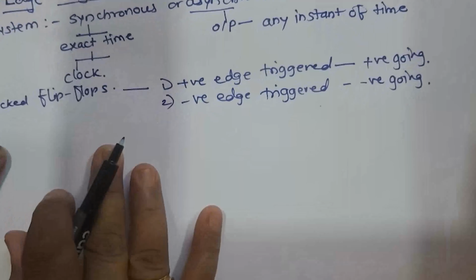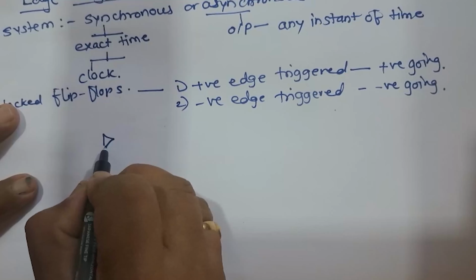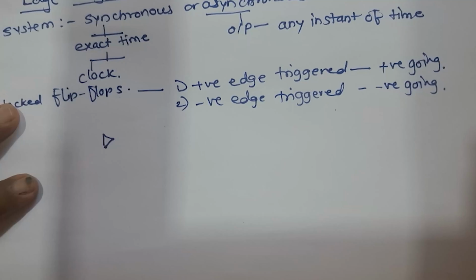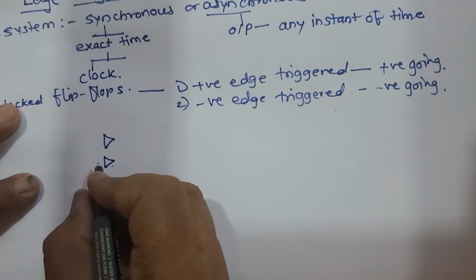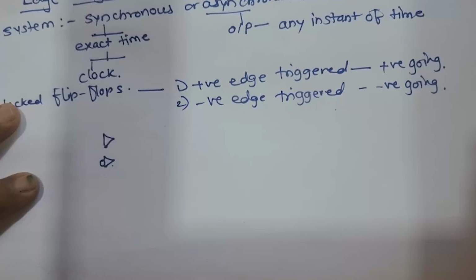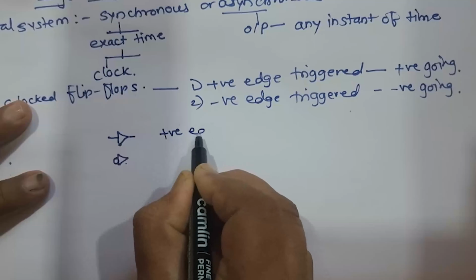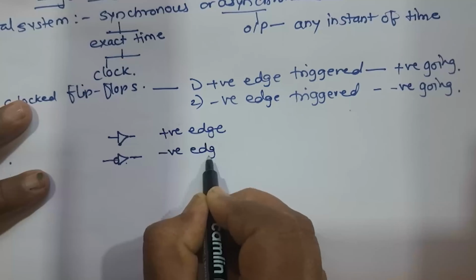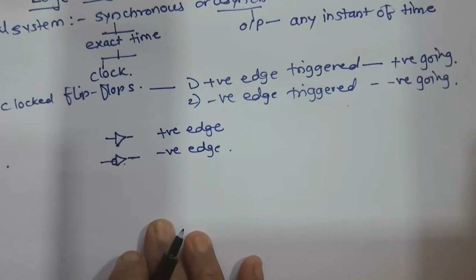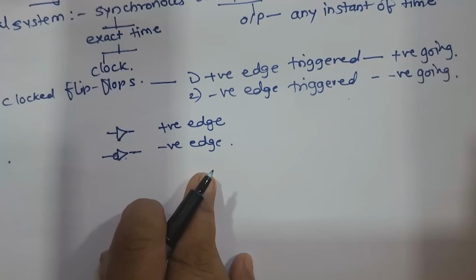Normally, positive edge triggering is indicated by a triangle at the clock input, while negative edge triggering is indicated by the triangle as well as a bubble at the clock terminal. So like this, this is for positive edge triggering and this is for negative edge triggering. These are the symbols normally used for showing flip-flops which are positive triggered and negative triggered.